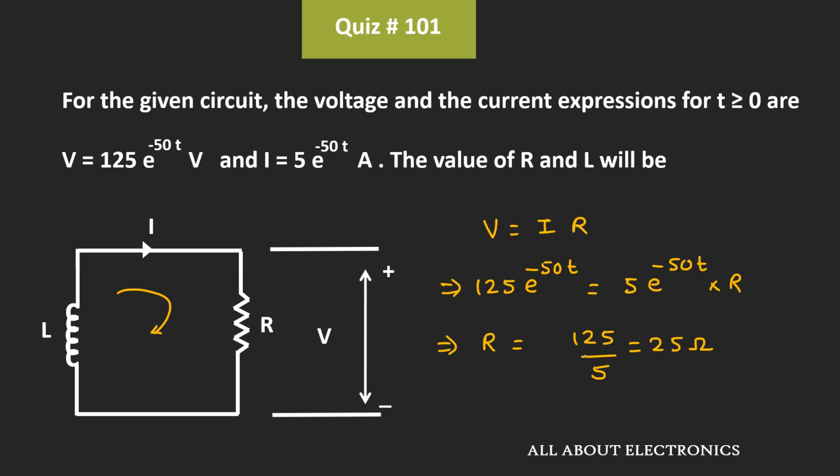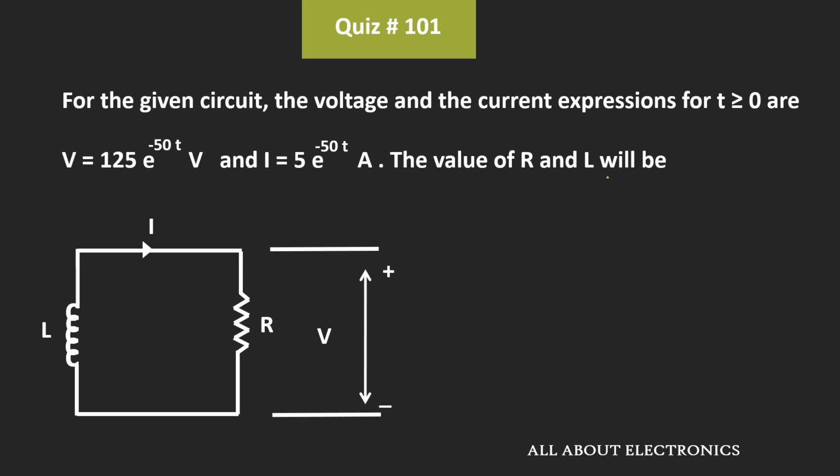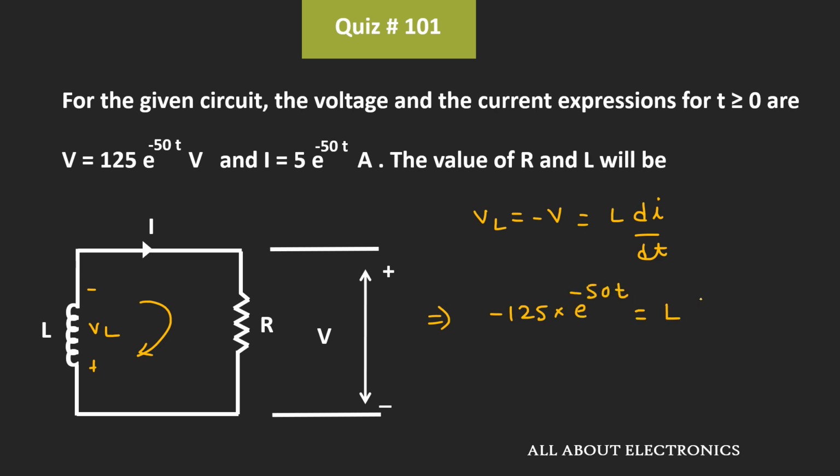Similarly, let us find the value of L. Now when this current I flows through this inductor, the voltage across the inductor will be VL, and this voltage VL is equal to minus V. We know that the voltage across the inductor can be given as L times di divided by dt. So from this we can say that minus 125 times e to the power minus 50t is equal to L times di divided by dt.